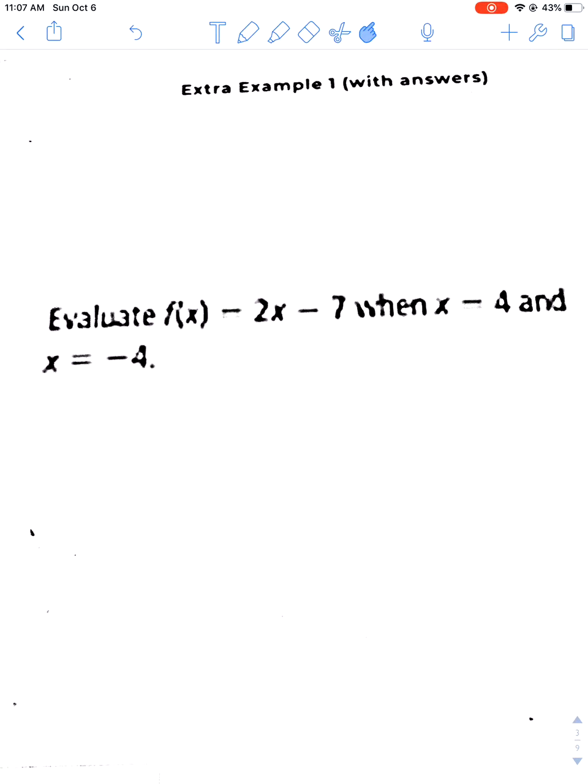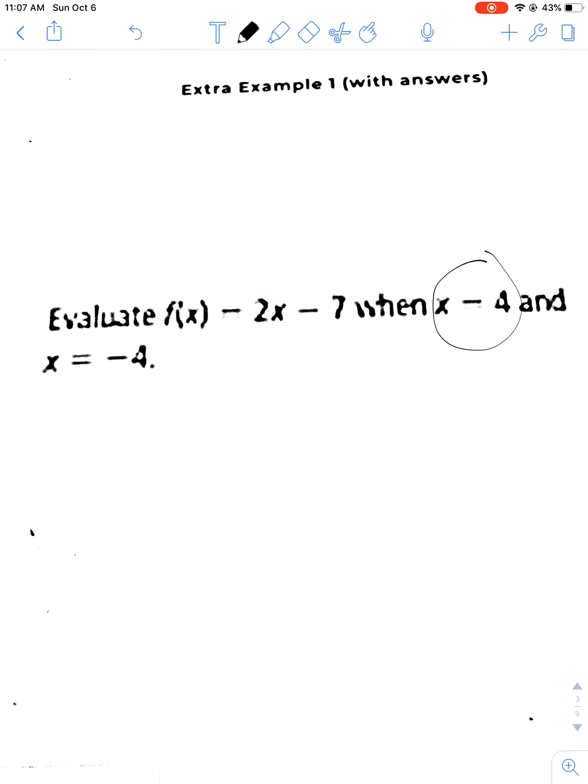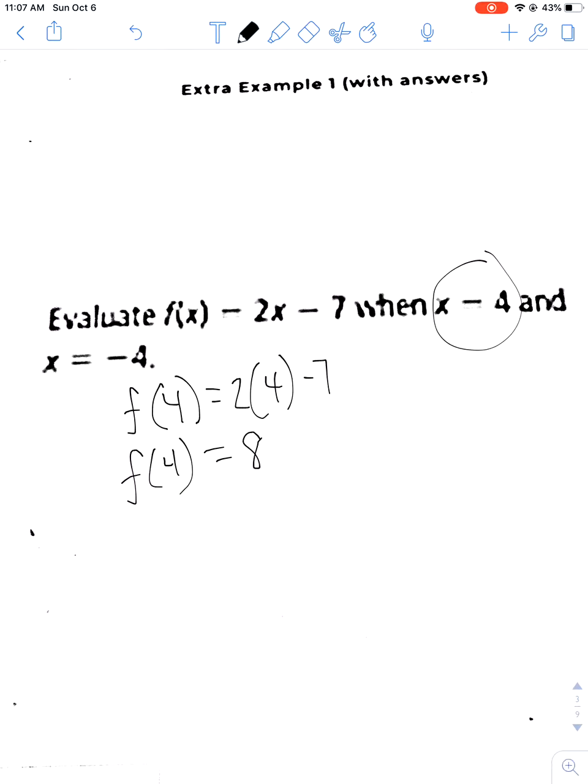How about here? Well, this time x is 4, so every place that I see an x, I'm going to replace it with 4. So let's see. F of 4. 2 times 4 is 8. Rewrite the minus 7. 8 minus 7 is 1.